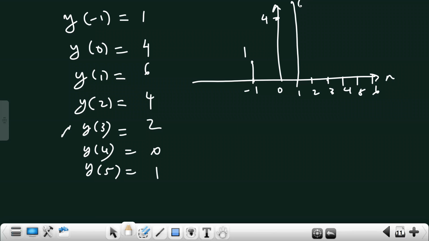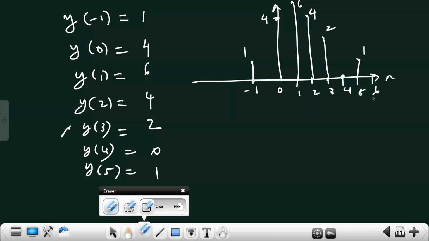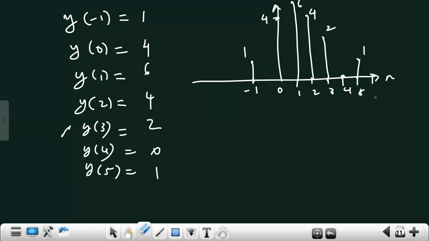Then at 2 you are having 4. At 3 you are having 2. At 4 it is 0, so it remains at the x-axis itself. At 5 you are having 1 again. So this is your graph that you will get. Okay, so you have just plotted the signal. This is your output signal y of n.